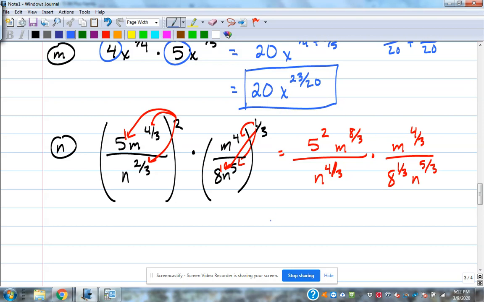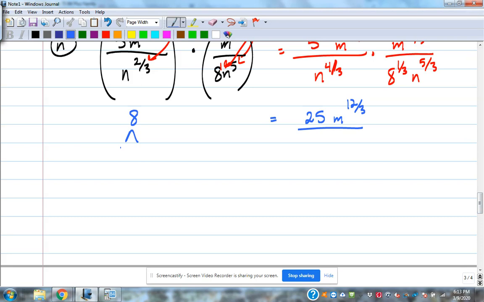And then I'm going to put it together. So the rules for multiplying fractions are top times top, bottom times bottom. Right? So if I multiply straight across, I know 5 squared is 25. And that's going to be m to the 8 plus 4 is 12 over 3. Then on the bottom, what's 8 to the 1/3? Kind of already done that a little bit. 8 is 4 and 2, right? 8 is 2 to the 3rd power to the 1/3 power, which would be 2.